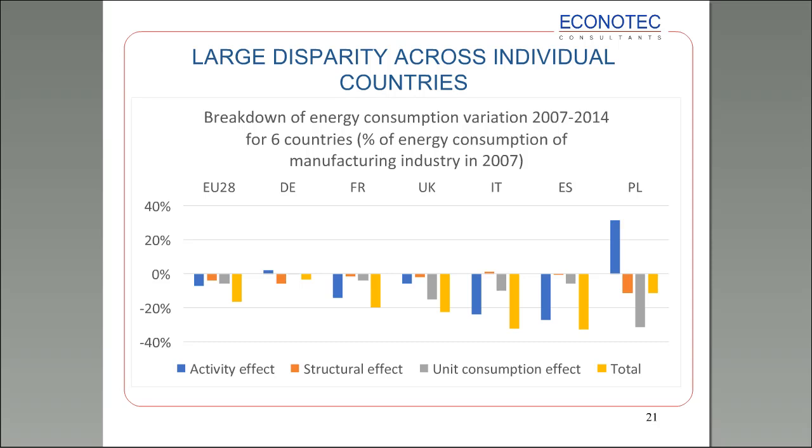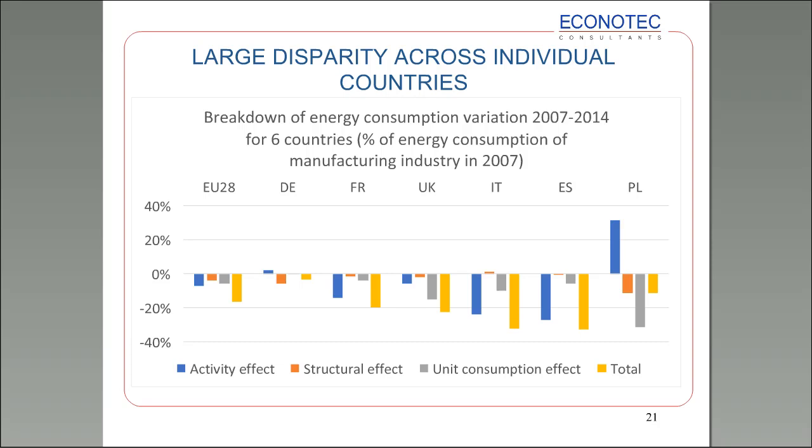Now, the calculation I showed before can be done by country, and here I show results for 6 countries which are the largest energy-consuming countries in Europe. These 6 countries total 69% of the total EU 28 primary energy consumption. Among these countries, the unit consumption effect over the 2007-2014 period extends from 0% in Germany.